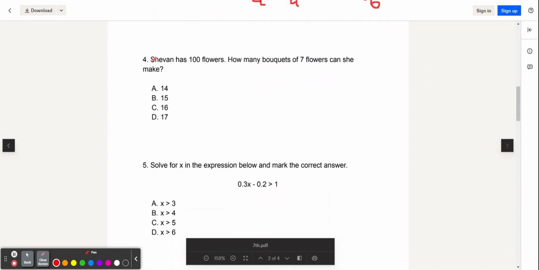An interesting name, Shivan, has 100 flowers. How many bouquets of 7 flowers can she make? Well, let's just perform division.